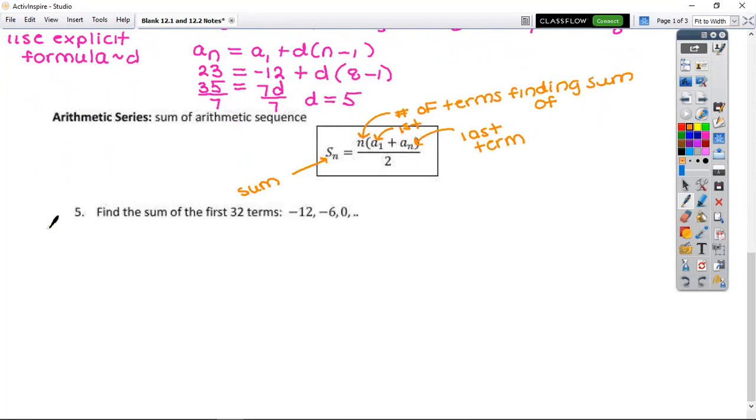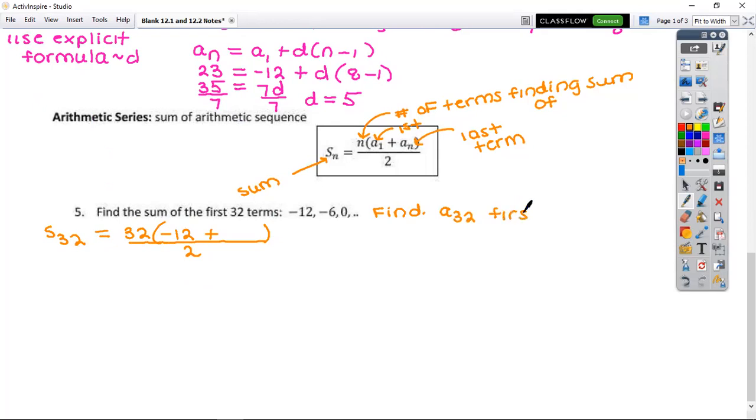So the sum of the first 32 is going to be equal to, so I do the 32 again. Do we have the first term? Yes, negative 12. Do you have the 32nd term? No. So in a second, we got to go find it and then divide it by 2. So I need to find that first. So I'm going to go off to the side here and write down a little note for you. You need to find a sub 32 first.